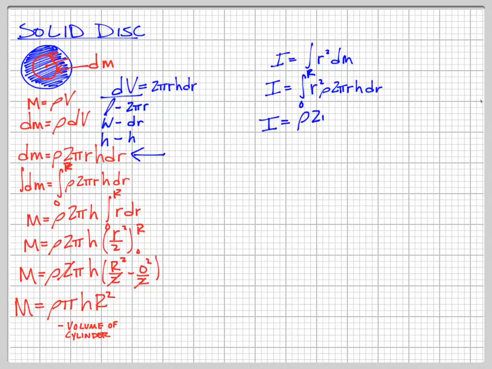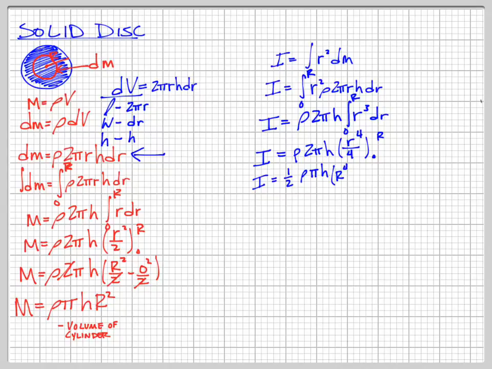So everything comes out: rho times 2 pi times h on the integral of r cubed dr from 0 to r. The integral of r cubed is just r to the 4th over 4. And we're going to apply our limits to that, r to the fourth over 4 from 0 to r. That's a lot of big R's, but it's 1/2 times 1/4 times rho times pi times h times r to the fourth.